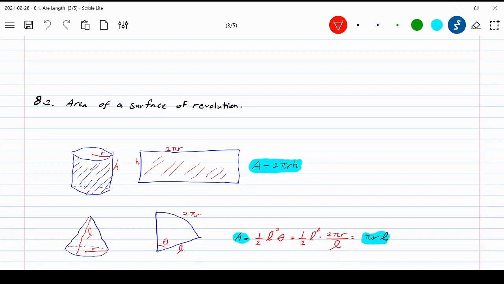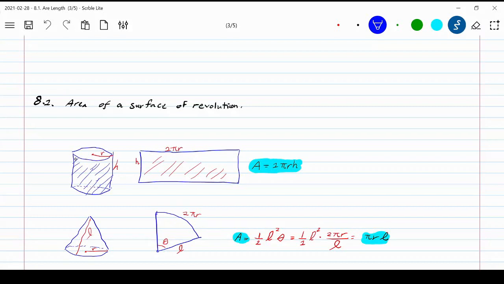Let's continue on chapter 8, section 2. We're going to talk about area of surface of revolution. Normally you've seen something similar to this when we calculated volume in calculus 1. Here, let's say you want to calculate surface area. So let's start with simple examples that we already know.